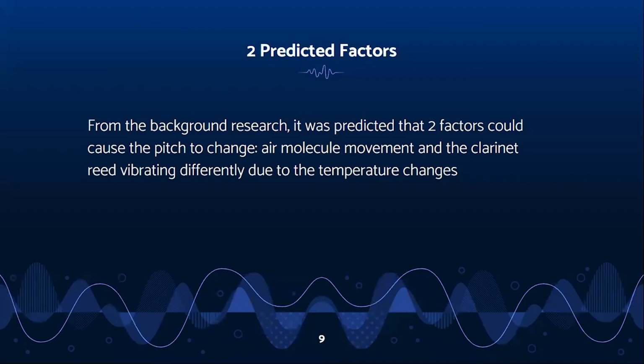So from the background research, the way that it connects to the hypothesis is that the two factors that could cause the pitch to change are the air molecule movement and the clarinet reed vibrating differently due to the temperature changes. It was speculated that the reed might vibrate slower in the colder temperatures, which would cause the frequency to decrease.